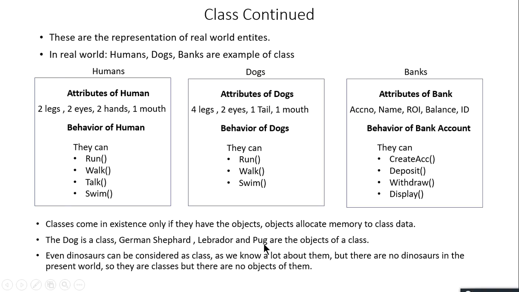To understand it better, let's say dinosaurs. We know a lot about the dinosaurs. Dinosaurs were carnivorous or herbivorous. Some could have flown. They were very huge. But in the present world, there are no dinosaurs. So the dinosaur is a class, and objects are the real dinosaurs, which you cannot see in the real world. So there are no objects of the class dinosaur. You can think of objects like that, so you can come to know the importance of objects.